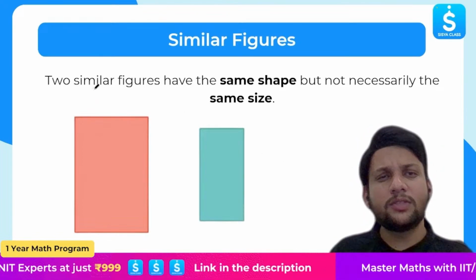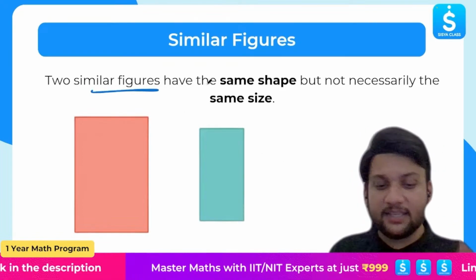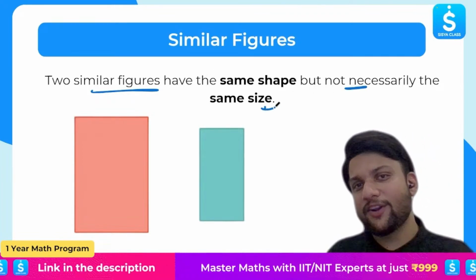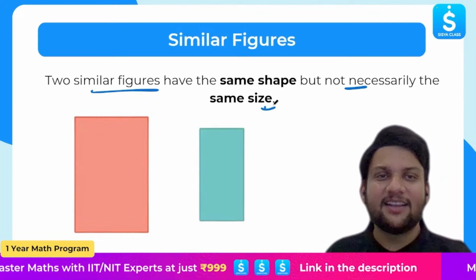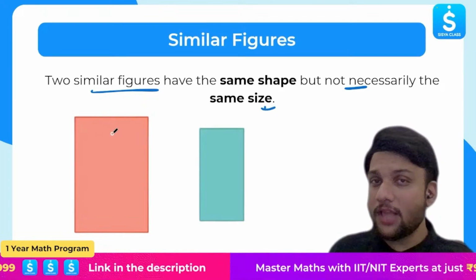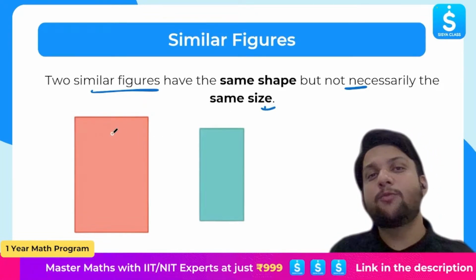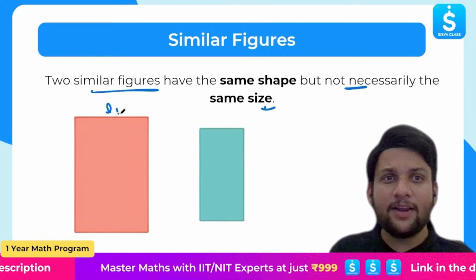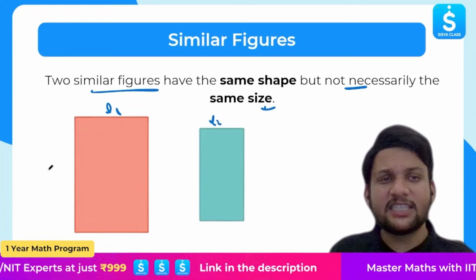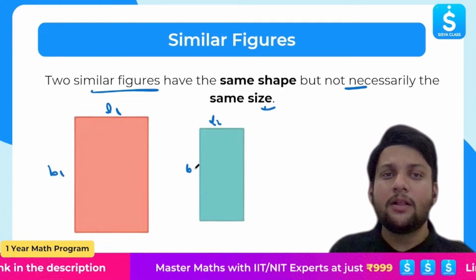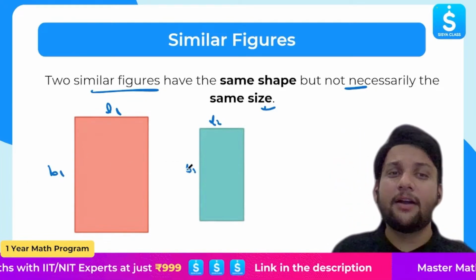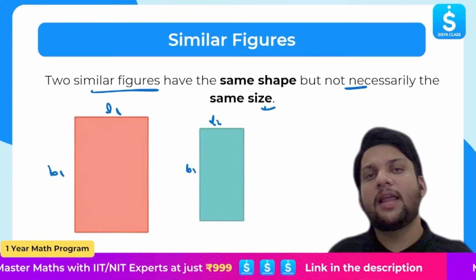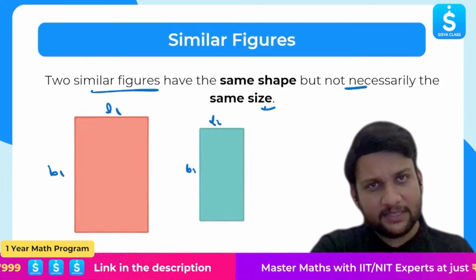Just read the definition. Two similar figures have the same shape, but not necessarily the same size. Now you must be wondering, sir, what do you mean by shape and size? See, these two rectangles, both are rectangles, correct? That means both have the same shape. But do they have the same size? No. Here length is L1, here length is L2. Here breadth is, let's say, B1, here breadth is B2. Of course, L1 is not equal to L2 and B1 is not equal to B2, but they have the same shape. That's what we call similar figures. I hope it makes sense.